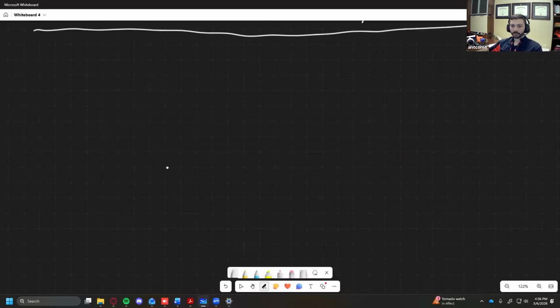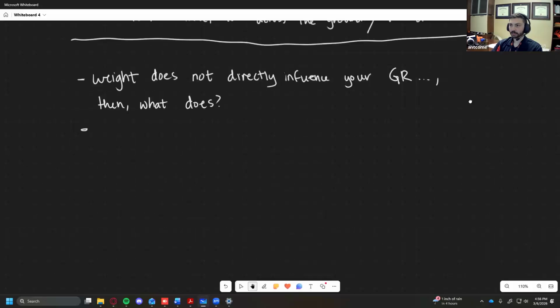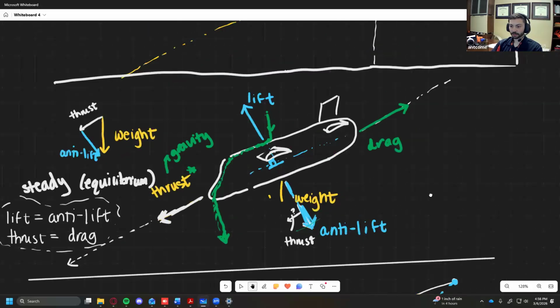So again, if weight does not directly influence your, I'm going to say GR for short, your glide ratio, then what does? Any guesses? What is going to be the most important factor then? And I'll give you all a hint. I'll go back to the drawing here.